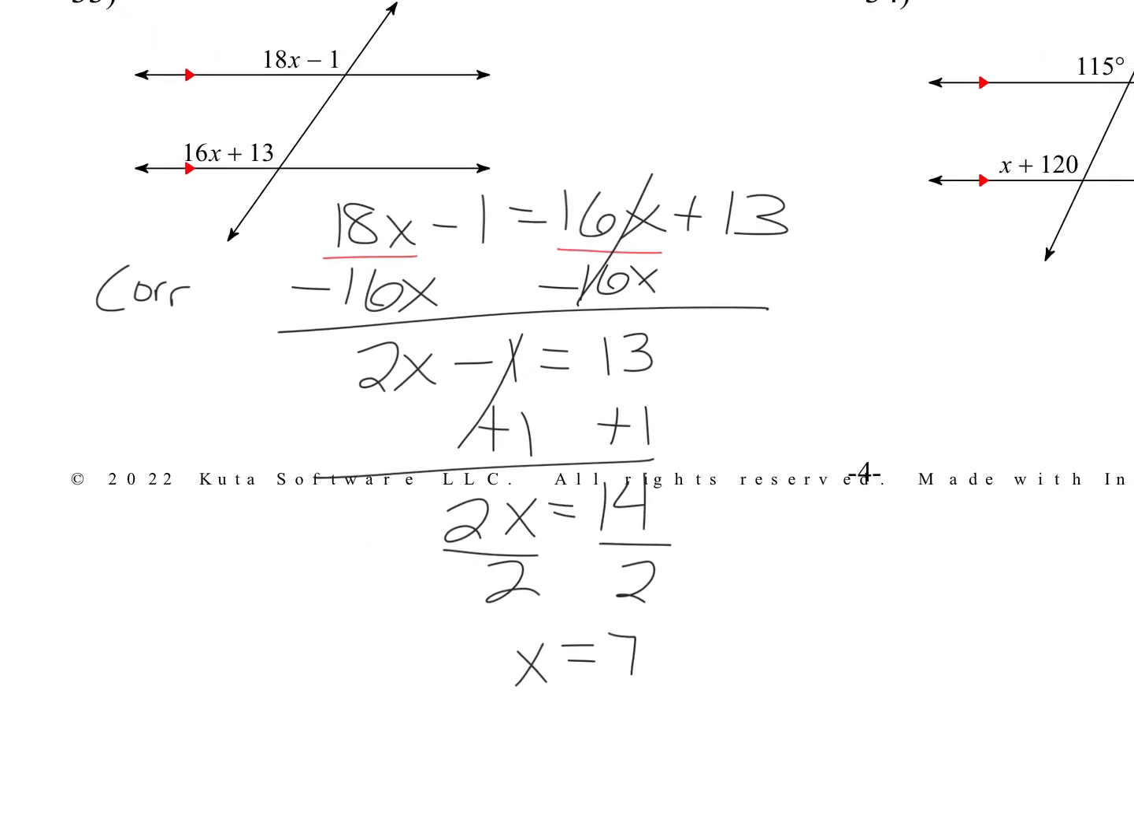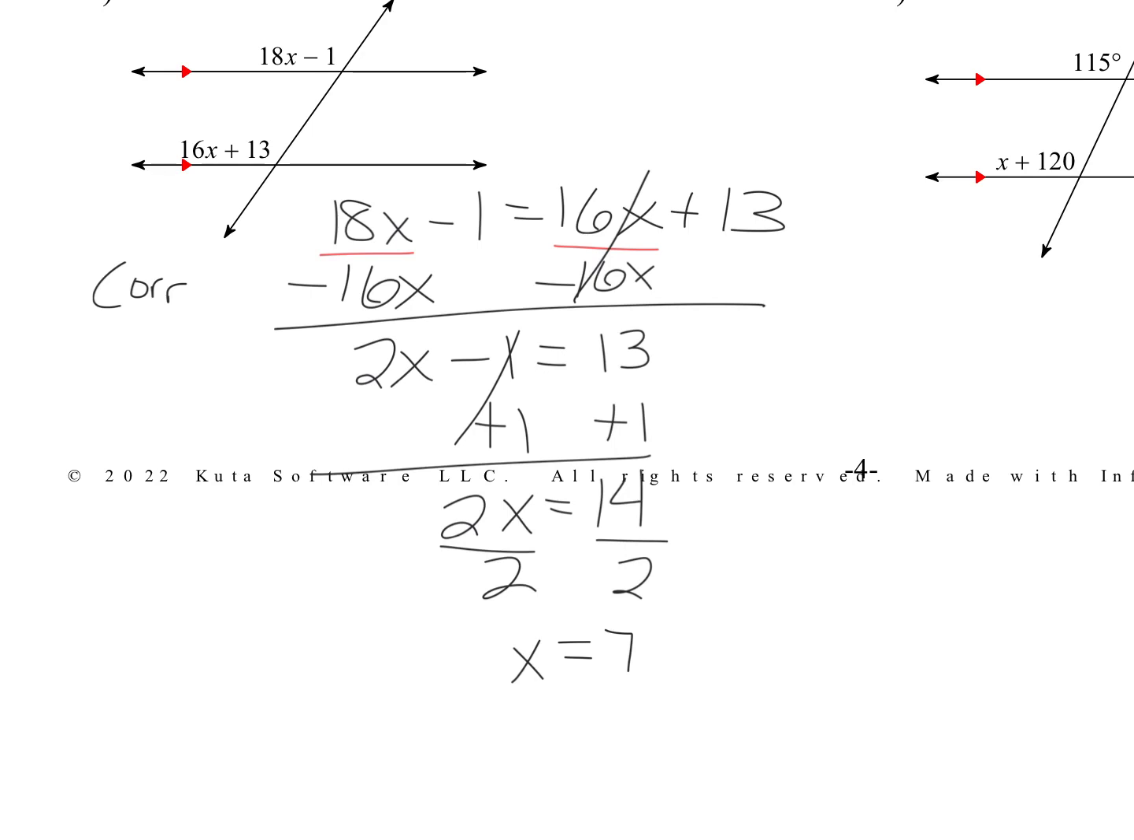Now, if at the beginning you decided to take the 18x over, you still would have got the same answer either way. So remember, if you ever say something's the same or they're equal to each other, how do you set it up? If you ever say one of those two words, you set them equal to each other. Okay? Any questions on that page right there with those relationships?